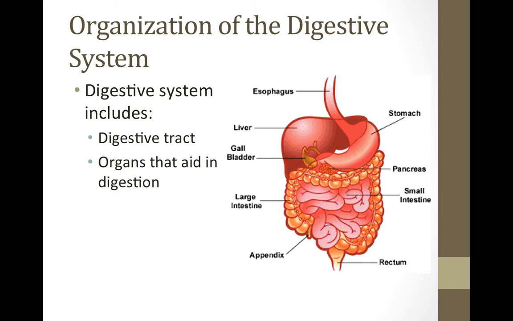We're going to discuss several organs that create what's called the digestive tract. Basically, this goes from your mouth to your anus, and that's the path that food takes and is digested in. There are also organs like your liver, gallbladder, and pancreas that assist the digestive tract in its functions.